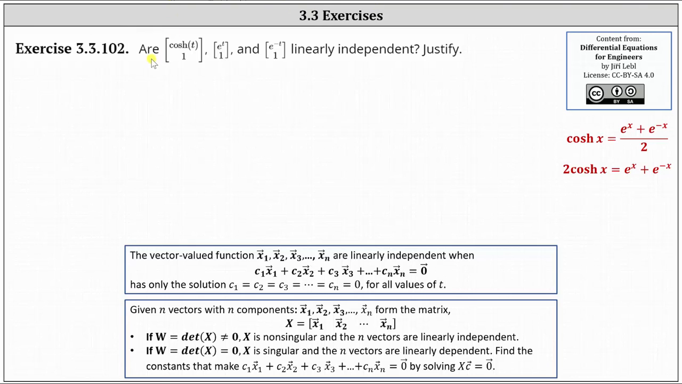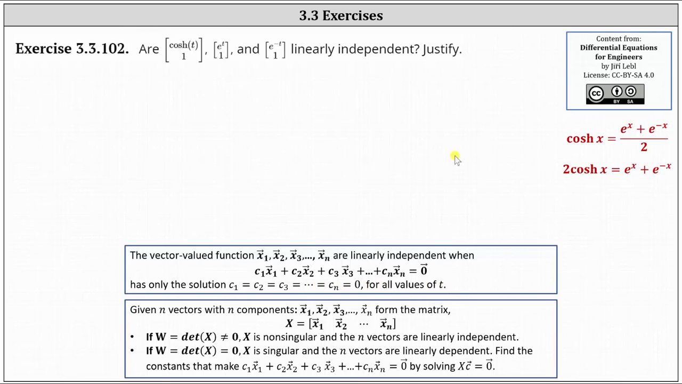We're asked if the given vectors or vector valued functions are linearly independent, and we're asked to justify. Recall that vector valued functions x1 through xn are linearly independent when c1 times x1 plus c2 times x2 all the way through plus cn times xn equals a zero vector has only the solution c1 equals c2 all the way through cn equals 0 for all values of t.